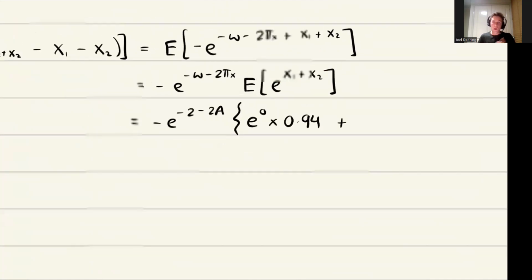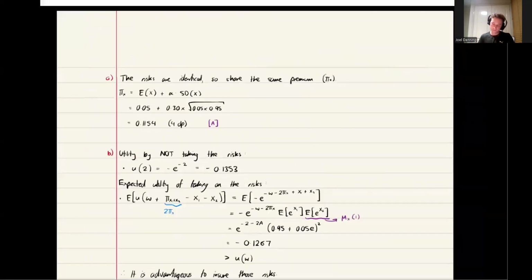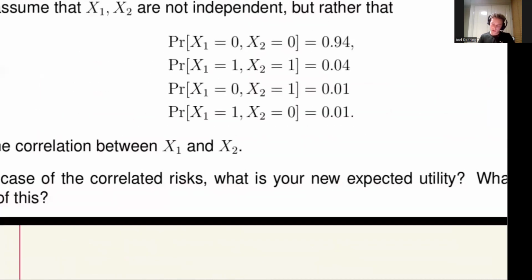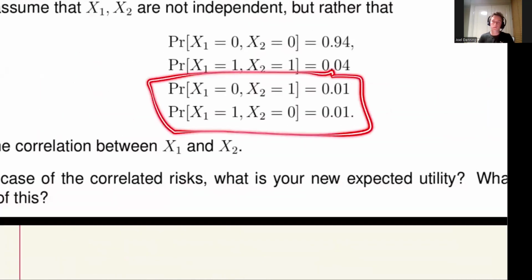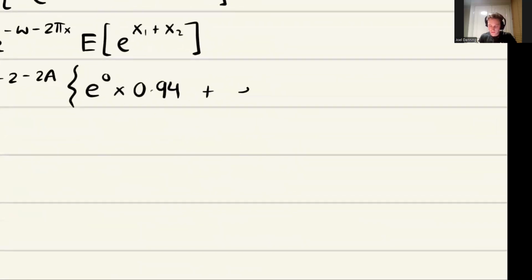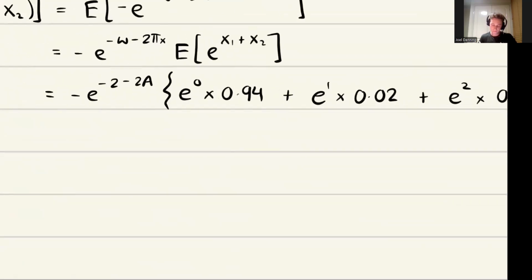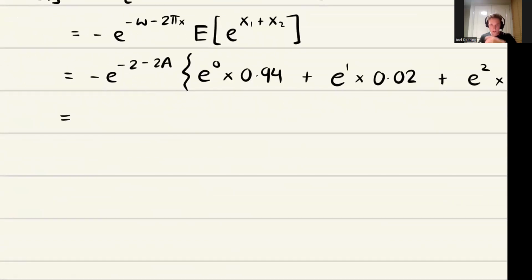x1 plus x2 being 1, either x1 could be 1, x2 could be 0, or x1 could be 0, x2 could be 1. So that corresponds to these two. So that occurs with probability 0.02. So that'll be e to the 1 times 0.02. And then for the last one, it will just be e squared times 0.04, right? The probability that they're both equal to 1. So again, start that in your calculator.